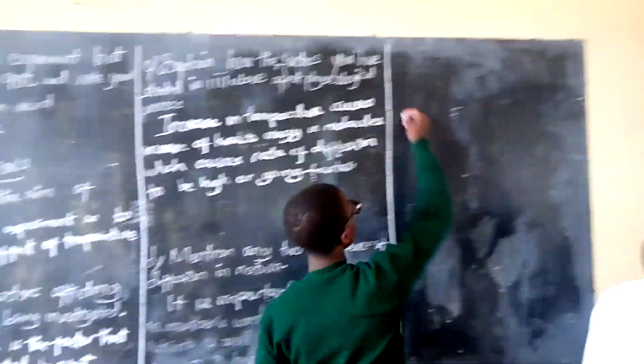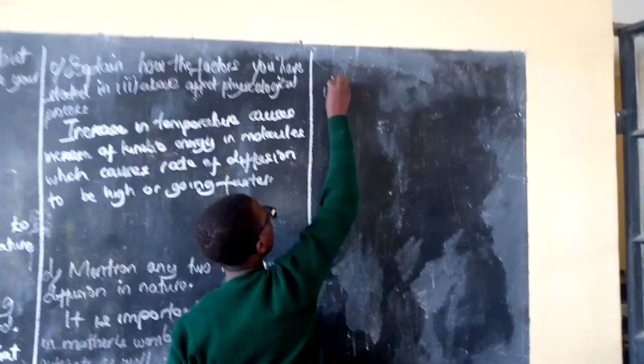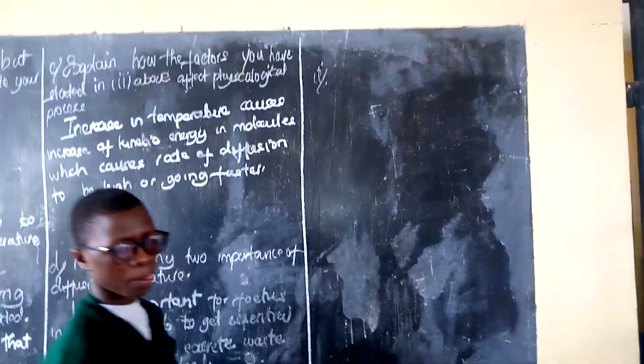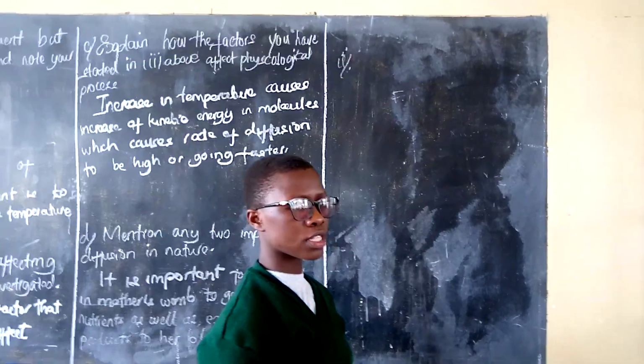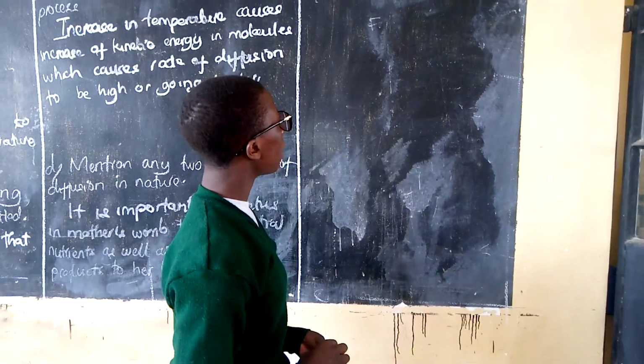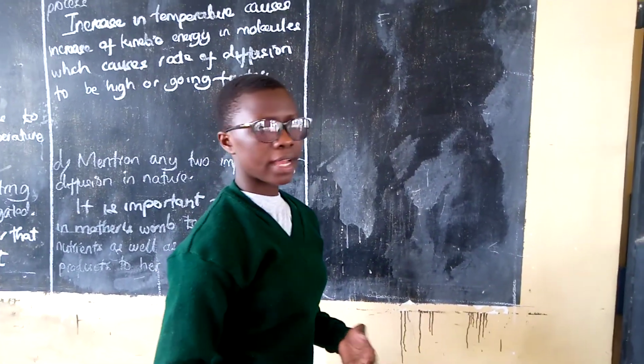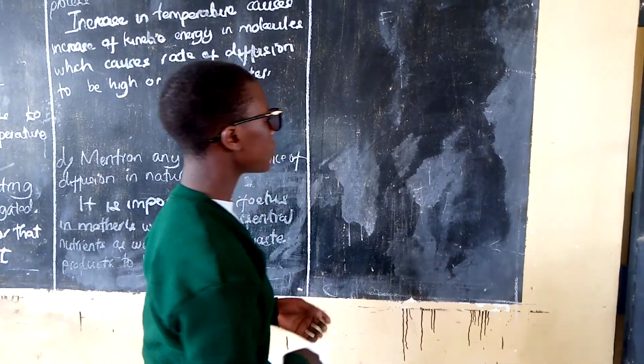Also, diffusion is important because it helps some organisms like algae and amoeba to get nutrients and salt.